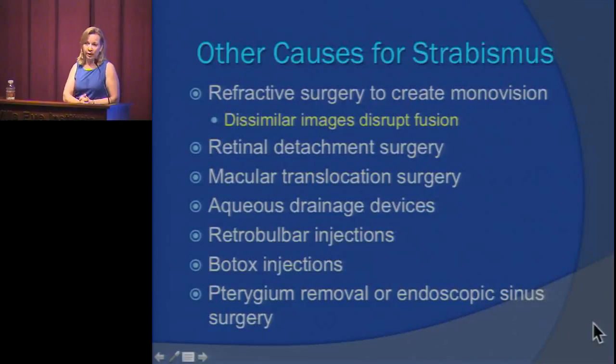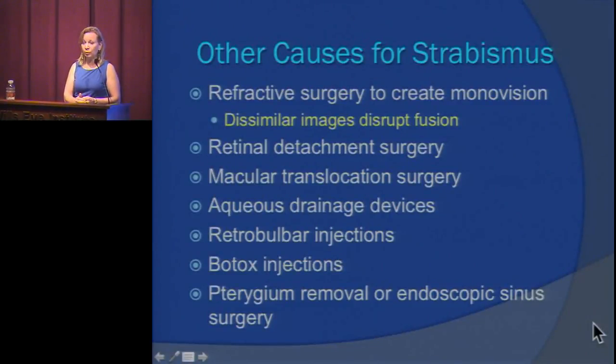Aqueous draining devices, again, the big shunts. You want to watch where you place those because, again, significant vertical strabismus or incomitant strabismus can result. Botox injections can create incomitant strabismus. Hopefully that is causative of what you're trying to do. If it's in a cosmetic situation, obviously you'll have to let the patient know that it will resolve, but unfortunately it'll take some time. And then pterygium removal or endoscopic surgery can also cause incomitancy.